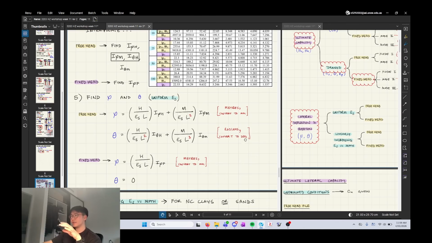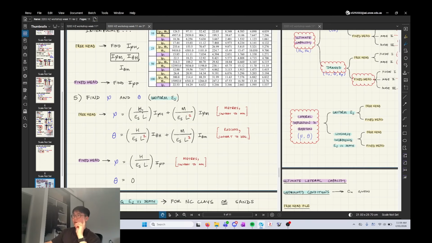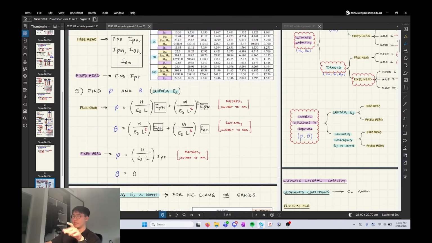So the idea is that whatever you get from this formula gives you meters, and you should convert it to millimeters for the final answer. And similarly, you get radians from this formula, and so you can convert it to degrees. So we're basically inputting what we got. If you got a free head, you found 4 numbers, right? And then you plug it in 1, 2, 3, 4. And you're putting in H and M and all these other things.